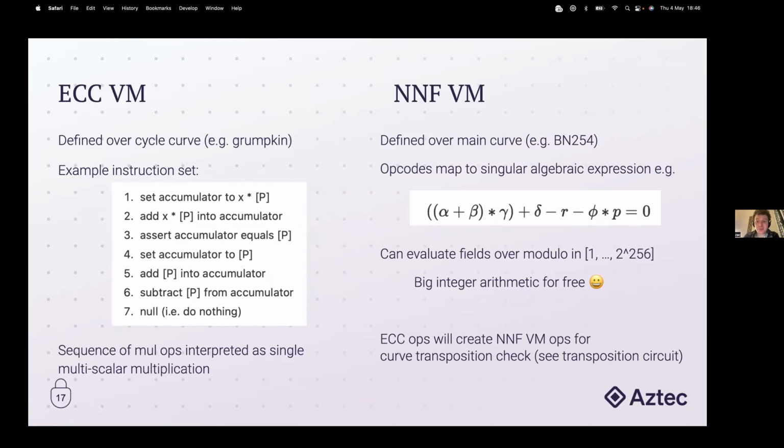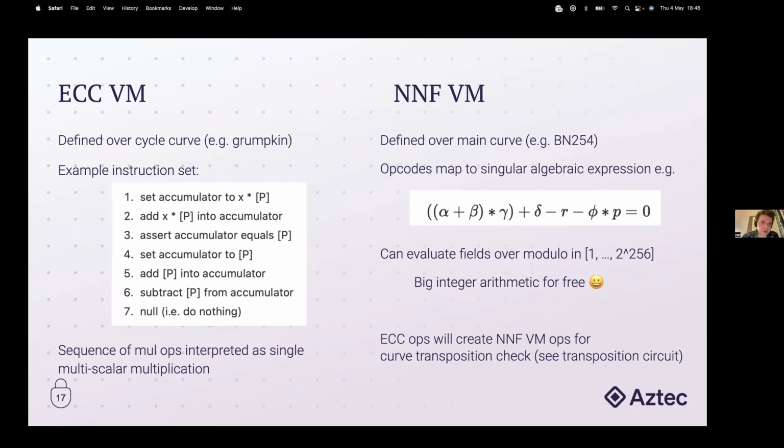And similarly for the non-native field virtual machine, this is an example that can be expanded, but the idea is to evaluate a somewhat general arithmetic statement that can be used to represent a large set of non-native field operations. I think we're probably going to change this by the time we have implemented it. But the idea is that you can do things like add and multiply inside the non-native field machine, or do basic linear operations. And similarly, the modulus of the operation you're performing in the VM is not fixed.